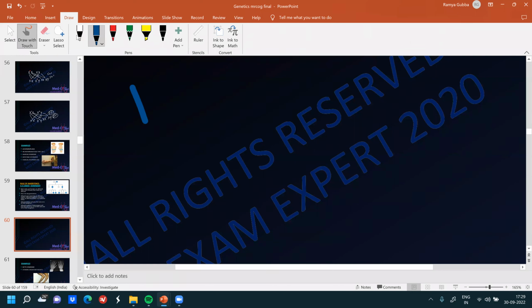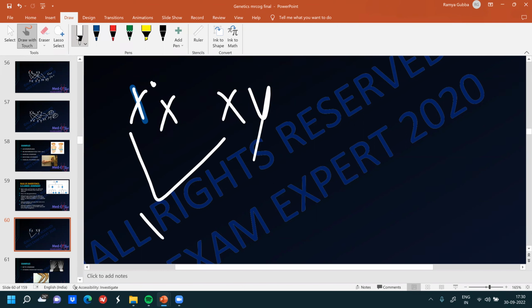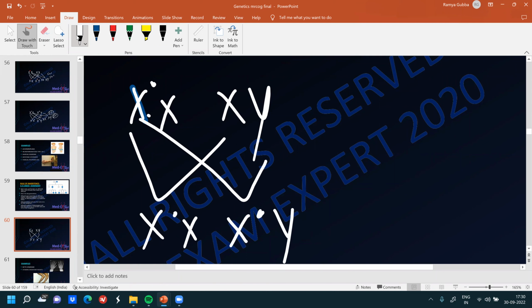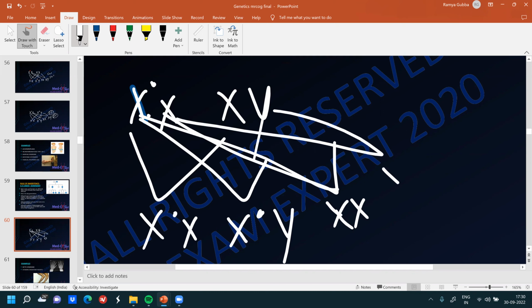Now let us take mother is affected. Again, I'm taking mother is affected, okay? And father unaffected first. So when mother is affected and father is unaffected, again, it is the same as autosomal dominant itself. 50% are affected and 50% are unaffected, right? If mother's both alleles are affected, then what happens? If mother's both alleles are affected, then all the babies will be affected.